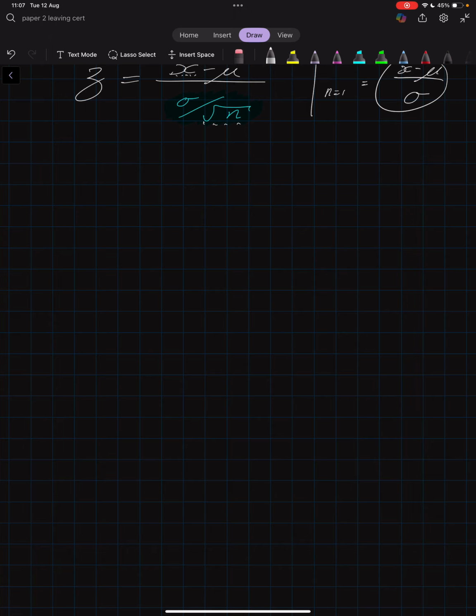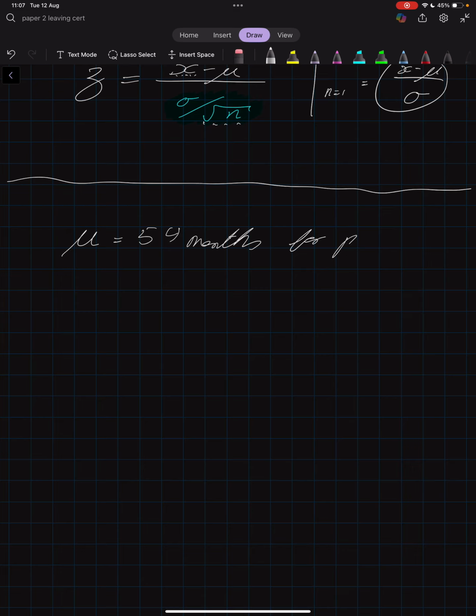So here it says, a car battery manufacturer claims that the distribution of the lengths of life of its premium battery has a mean of 54 months. So the mean that we're being told is 54 months. This is what they're saying. And remember, this is a mean of 54 months for the population. Grand. And a standard deviation of 6. So sigma is equal to 6.